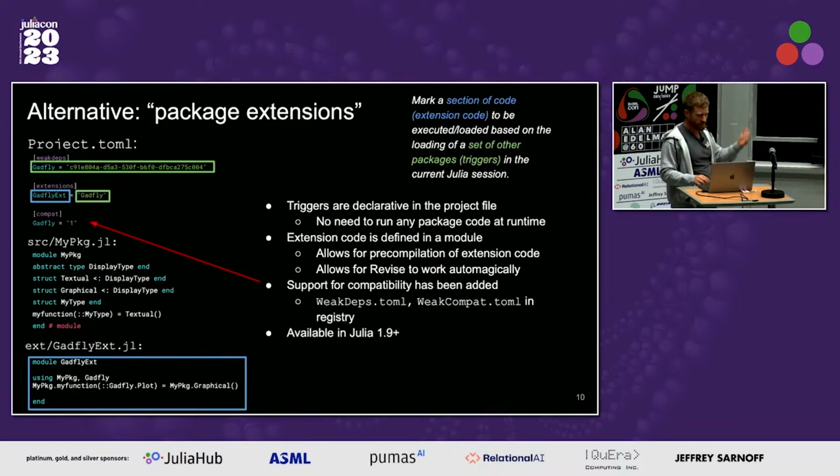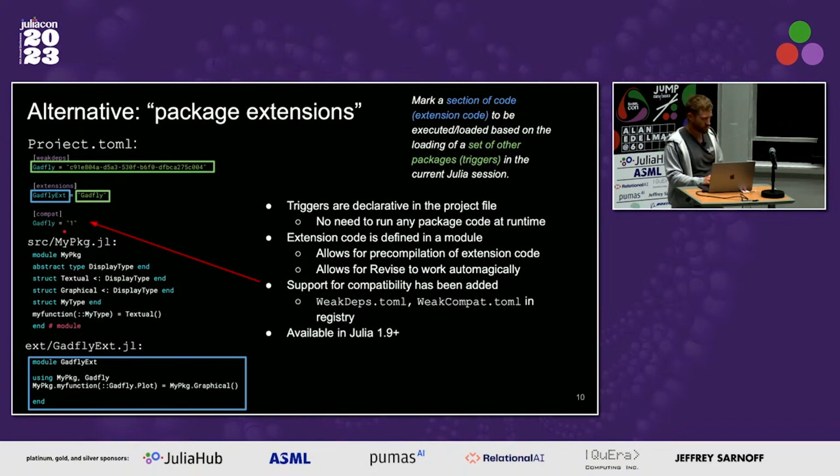So the alternative then is what I call package extension here, or what's called package extensions. Again, we have to mark a section of code that's going to be triggered on a set of other packages being loaded. So the question is, where do we do that now? Well, the alternative here is that we do this in the project file. In the project file, we can add a new section, the weak dependencies, and here Gadfly is in. Then we're saying basically we want a file to be loaded when Gadfly is loaded. And we can also now add compatibility on this.